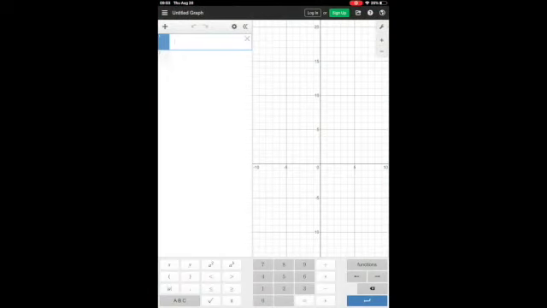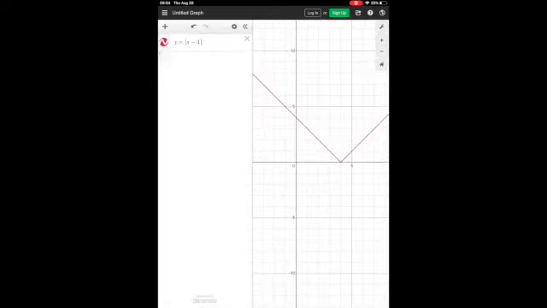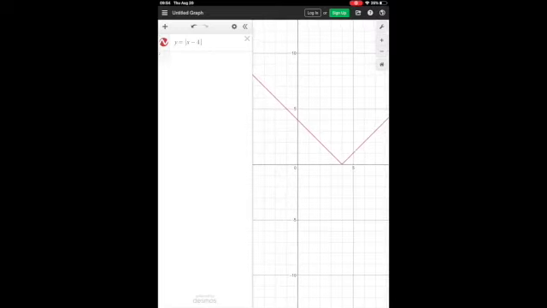Okay, I like Desmos, so I do y equals, there's my absolute value, x minus 4. Close it out. That's what it looks like. So notice it starts right here at 4 on the x-axis and goes on.